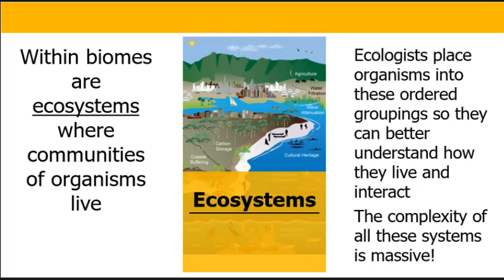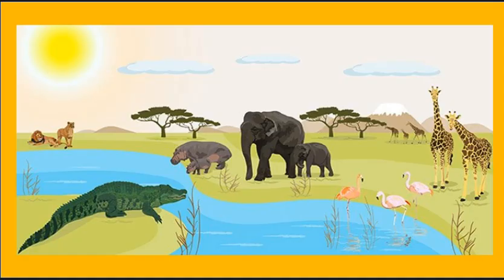Within the biomes, there are ecosystems where communities of organisms live. So ecologists are the scientists who place organisms into ordered groupings so they can better understand how they live and interact. And the complexity of these systems is massive. In fact, sometimes it's hard to pin down a particular biome because it might have mixtures of some, okay? But we can give it a general idea. So generally, in the Bastrop area, we live in a coniferous and deciduous forest. So here is a biome or an ecosystem.